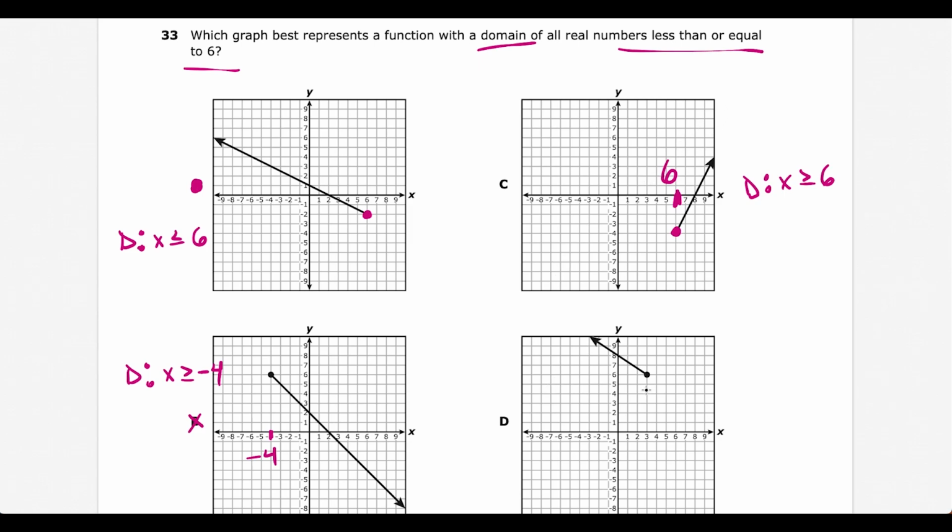And then choice D is no good, because choice D would be a domain of x is less than or equal to, notice that it stops here at x equals 3, but it goes all the way to the left. So it'd be all x values less than or equal to 3. So that's why these two choices here are out, and A is definitely our answer.